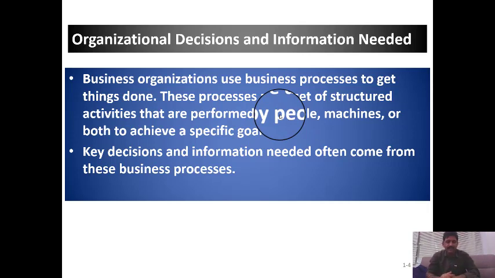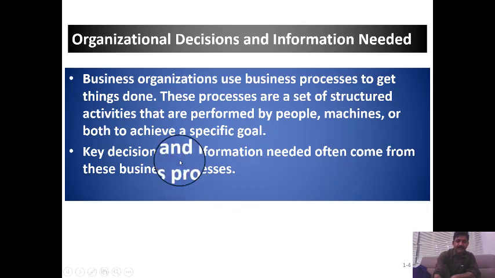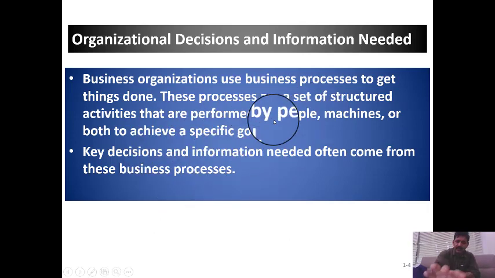Business processes are structured activities. These are step-by-step activities in a proper order: activity number one, activity number two, activity number three. Every activity gives information. Like when demand is generated, information comes that we need these goods: raw material, a printer, a computer. This is basically information, the flow of information from one point to another. And key decisions and information needed often come from where? From business processes. I hope you understand.